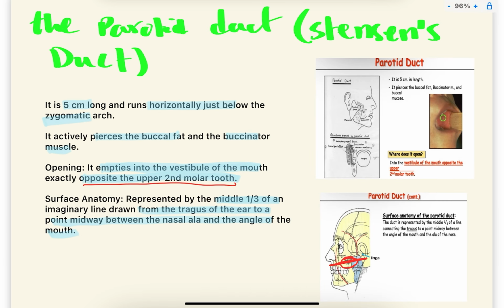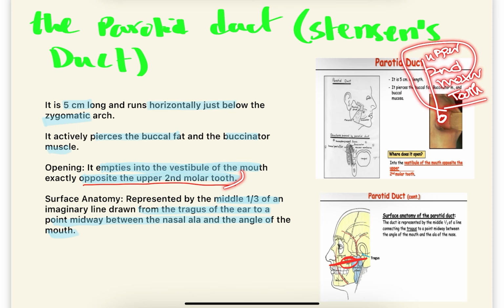Why does it do this piercing? Because it needs to empty into the vestibule of the mouth. And where will it be emptying? This area here, exactly the location of it, is opposite to the upper second molar tooth. So opposite to the upper second molar tooth. Memorize this because it would come in the exam.